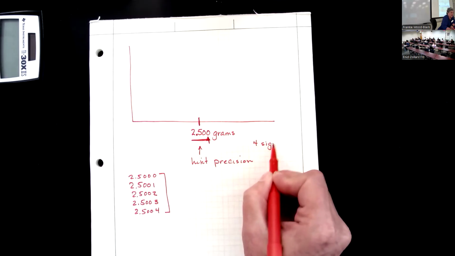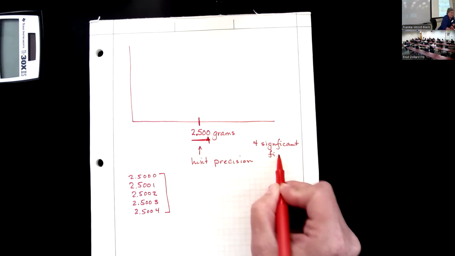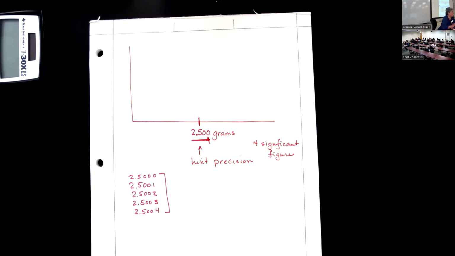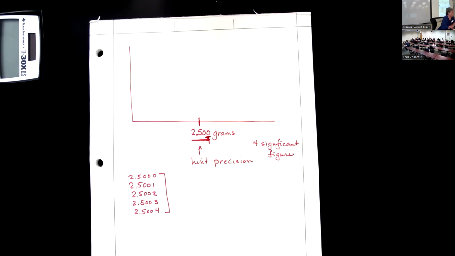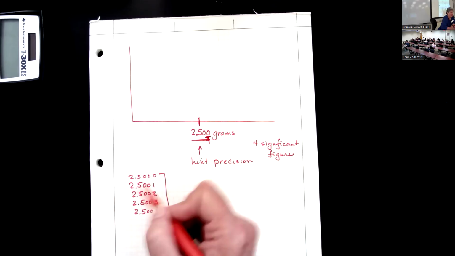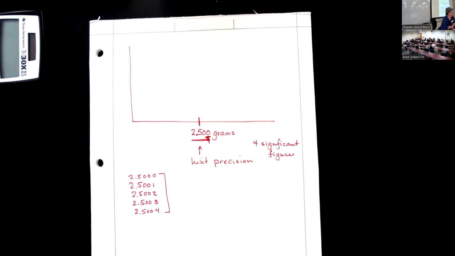The significant figures are going to tell me the precision of my measurement. It doesn't tell me if my measurement's right or not. It just tells me how good my instrument is, because this is where the error in the digit is. That's where the error is going to be. And we can have any one of these, and that would still be my 2.5000.